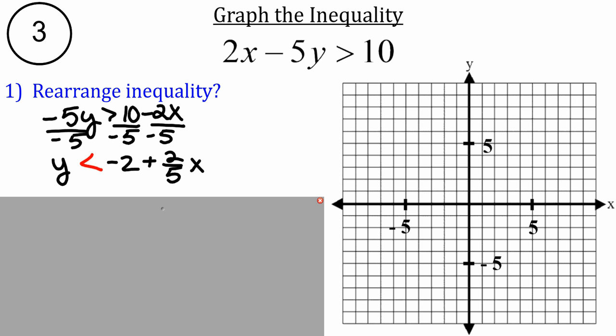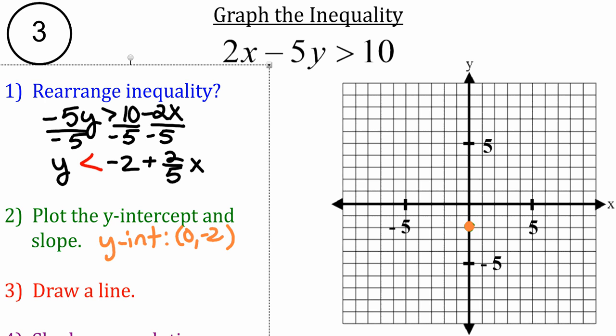So again, picking up where we left off, we know that it's in the slope-intercept form, so identify your y-intercept. Our y-intercept comes from here, and that would be at 0, negative 2. And then, once we have that plotted, we need to find the slope. Remember, the slope is the coefficient in front of x, which is 2/5, which means from this point here, we're going to go up 2 units and to the right 5 and put a point.